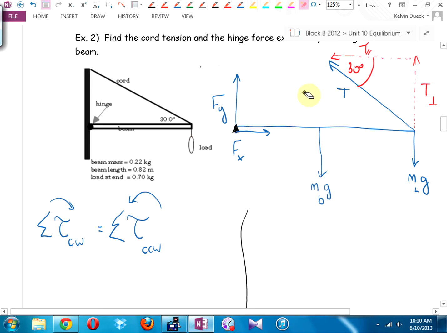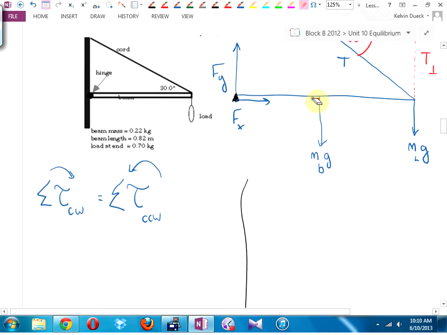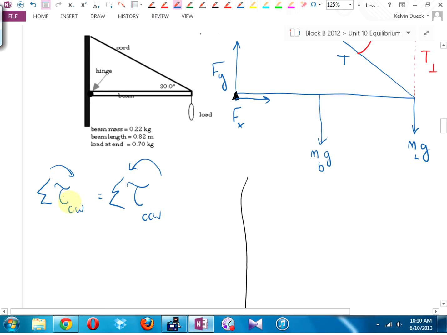MBG, what else? Okay, but not just the forces, torque, which is force times distance from the pivot. So what I'm going to write for the left-hand side of my equation, the mass of the beam times G times its distance from the pivot plus the mass of the load times G times its distance from the pivot.